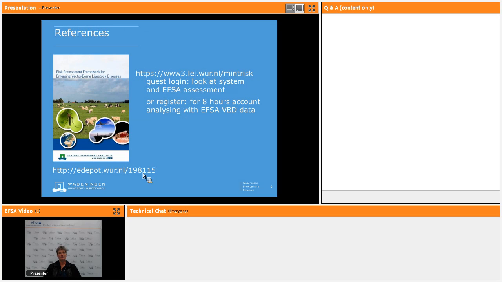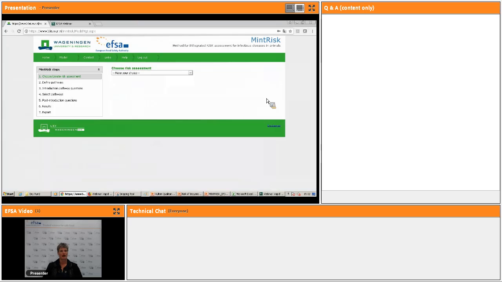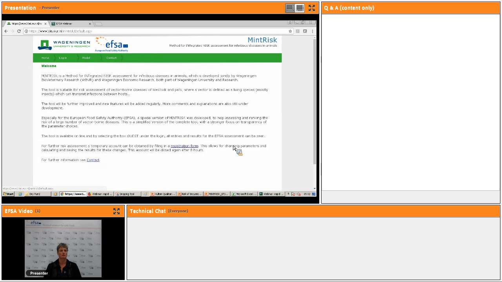I have a few references here listed, but I will now switch to the model directly, and I will guide you through the model to show you how this works. If you enter the login address in your browser, you end up at the section where it says home. You get some basic information. You can log in there.